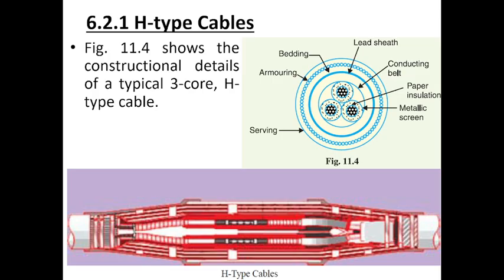Okay, this slide introduces H-type cables as one of the main forms of screen cables. It refers to the construction of a typical three-core H-type cable, where each core is individually screened to control the electric field distribution more effectively. This figure illustrates how the cable is structured to improve insulation performance and reduce electric stress in medium voltage applications.